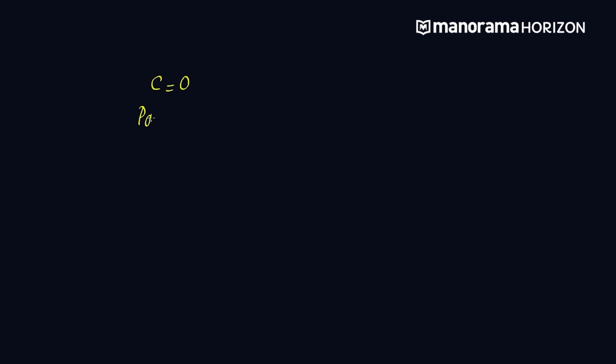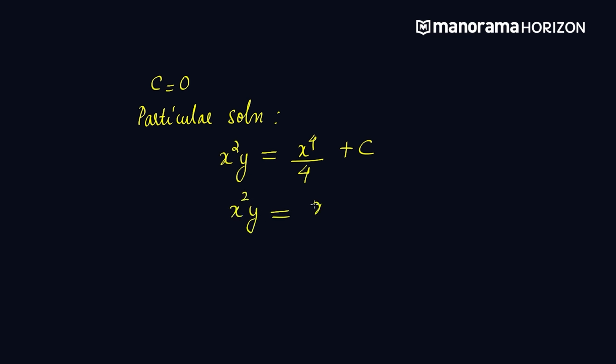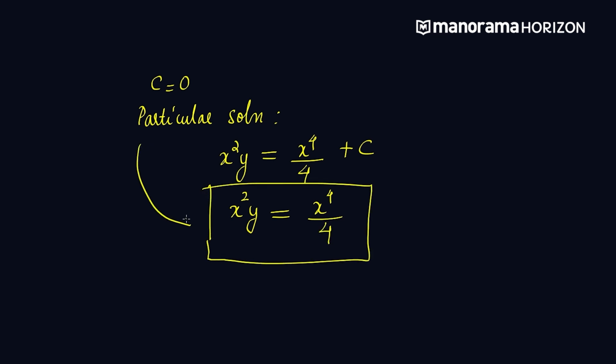Therefore, the particular solution for the given differential equation: x square y is equal to x raised to 4 by 4 plus c was our general solution. So when c is equal to 0, we get x square y is equal to x raised to 4 by 4. And this is the particular solution of the given differential equation. Now we have seen one case.